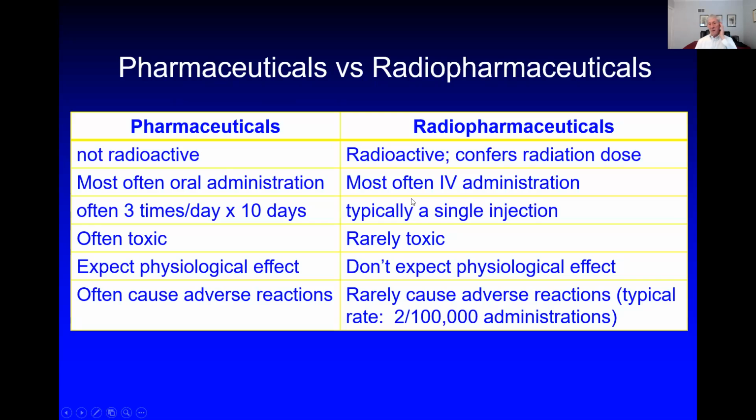Now, here's a little comparative chart, and this should be very helpful to give you a sense of the other differences. Pharmaceuticals are, of course, not radioactive, and radiopharmaceuticals are, and they will confer a radiation dose of some kind. Might be small, might be moderate, but there will be a radiation dose. The drugs that people take, like penicillin, most of the time they're taken orally, and we often see something like this. Take this drug 3 times a day for 10 days, or people who take antihypertensive medications, take this twice a day for the rest of your life.